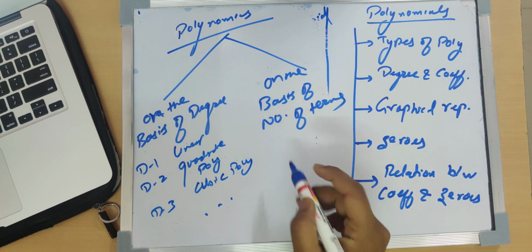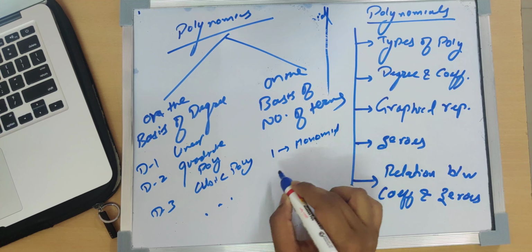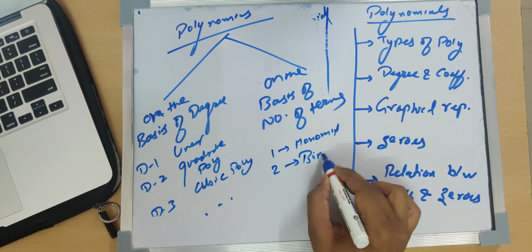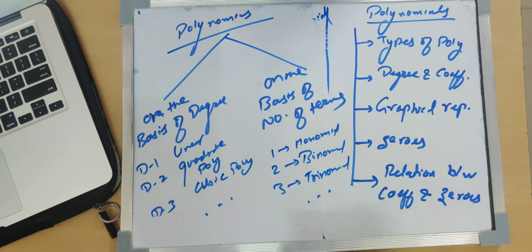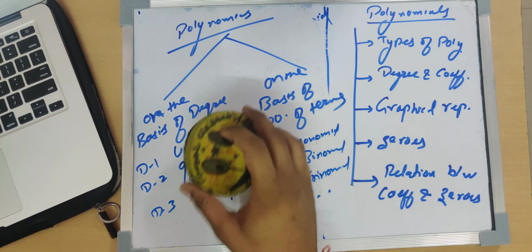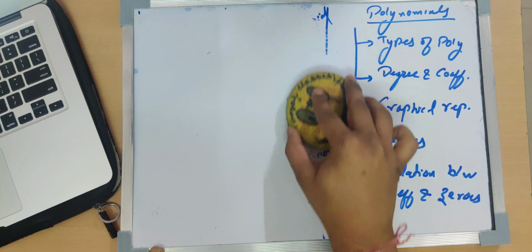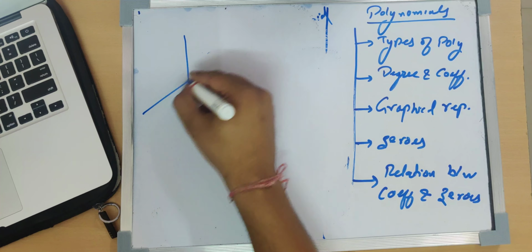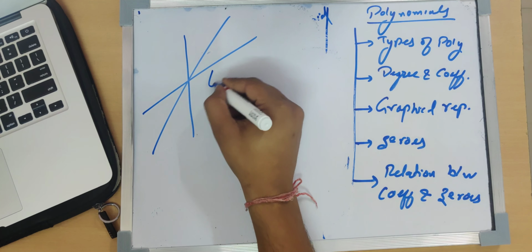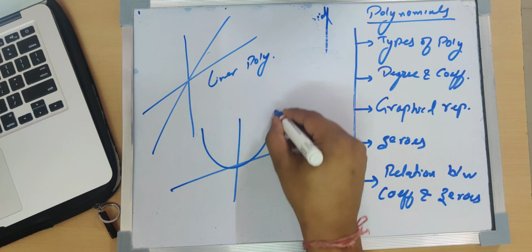And on the basis of number of terms, if the number of terms is 1, we call it a monomial. If the number of terms is 2, we call it a binomial. If the number of terms is 3, we call it a trinomial, and so on. So this is the classification of the polynomial on the basis of degree and on the basis of number of terms. Now we can move on to the graphical representation of the polynomial and the zeros, right? So we have to understand two kinds of graphs. The first is the straight line one. This is for linear polynomial, and the other one will be your parabola kind.